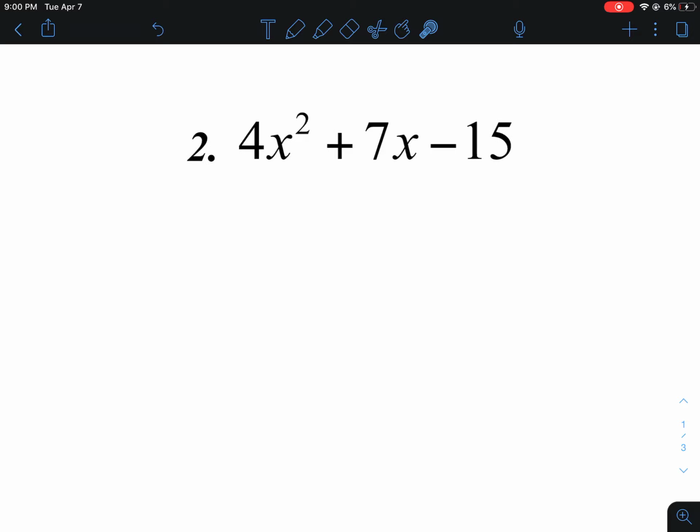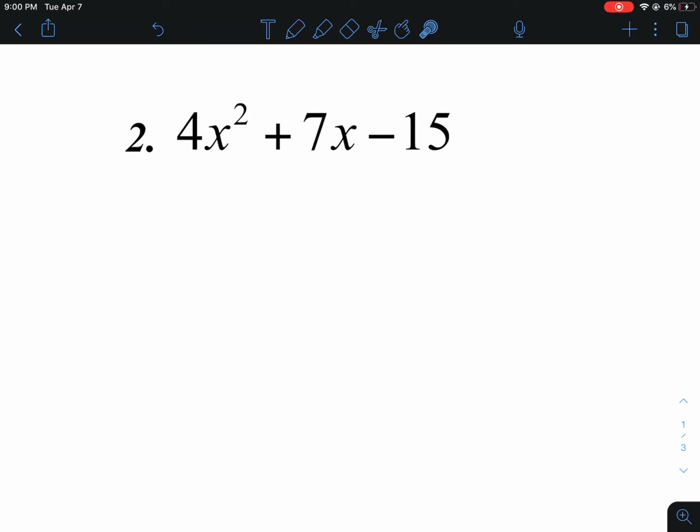All right, 4x squared plus 7x minus 15. So in this case, we have an a value of 4, right? And our c value is actually negative 15. So when I look for a product of a times c, that's going to give me a product of negative 60. And I want a sum of 7, okay? So this might be a little less clear, right? But let's just play around with some numbers. So I want factors that have a difference of 7, right? Because one of them has to be negative because this is a negative number.